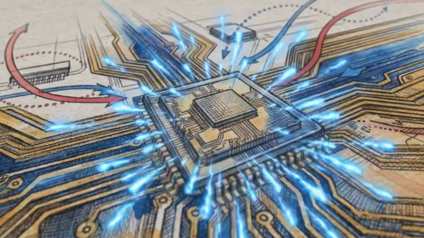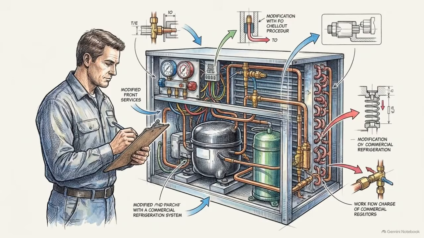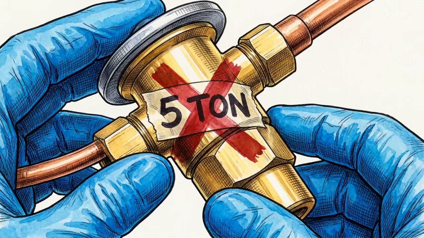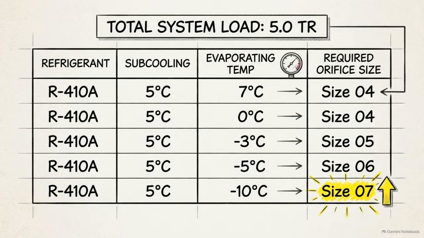to rapid digital computation. In the field, technicians routinely fall into a specific capacity trap, assuming a 5-ton refrigeration system strictly requires a 5-ton rated expansion valve. A valve's true capacity is a dynamic envelope dictated by refrigerant type, subcooling, and temperature differentials.